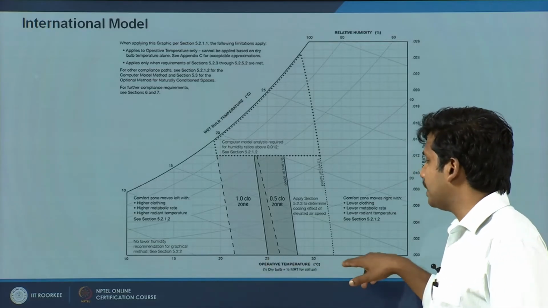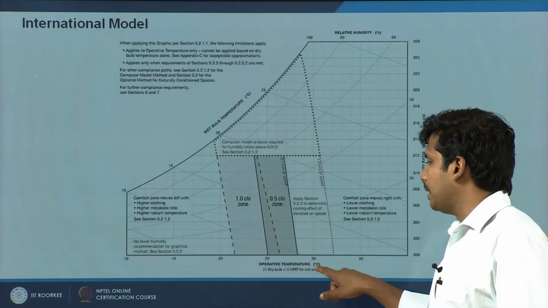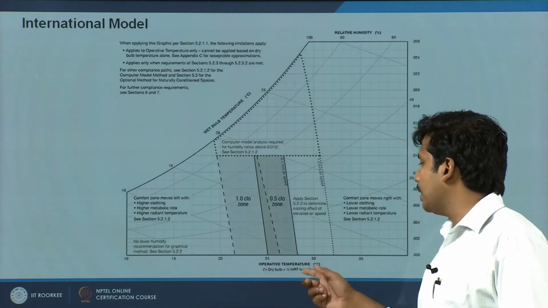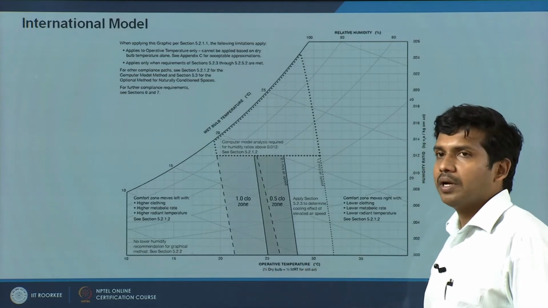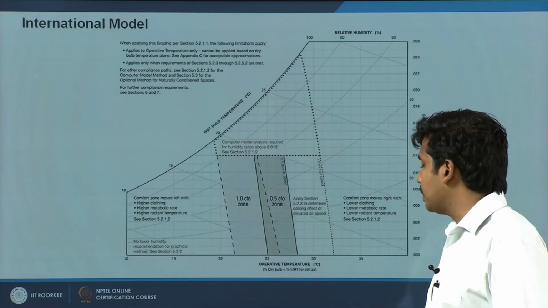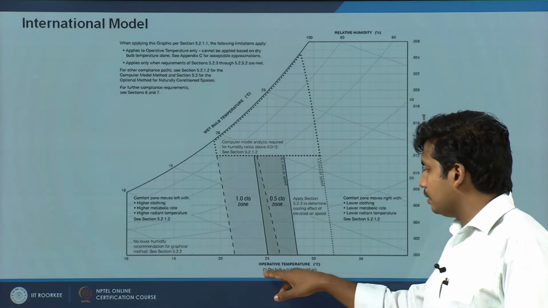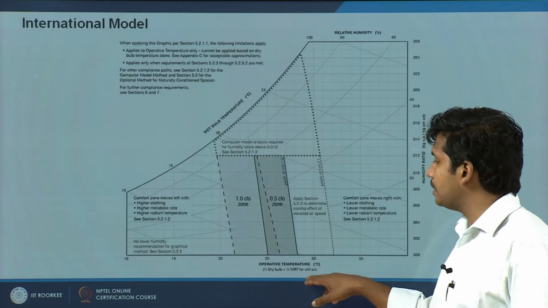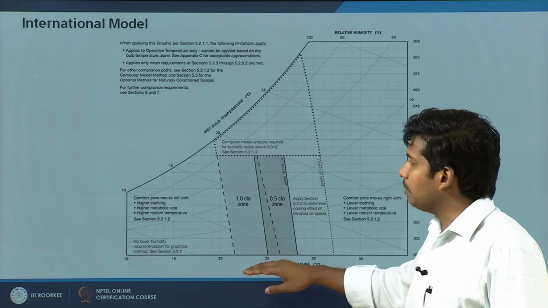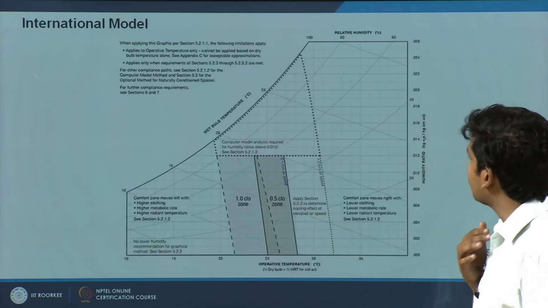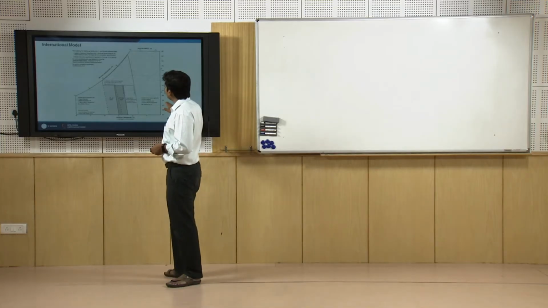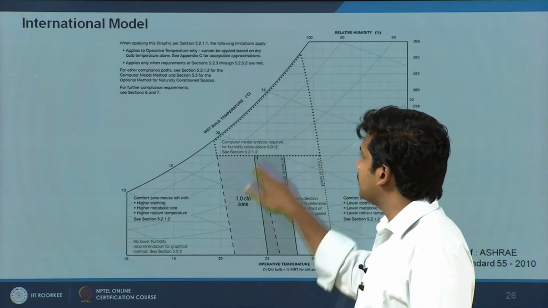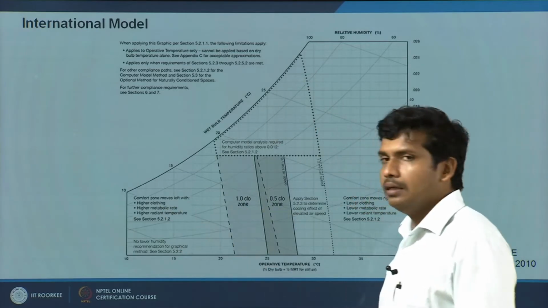Instead of dry bulb temperature, here we have something called operative temperature, which, in still air of less than 0.5 or say 0.2 meter per second air velocity, is half of dry bulb temperature plus half of mean radiant temperature. This replaces the dry bulb temperature in the actual psychrometric chart. On the right hand axis you have humidity ratio, then you have the relative humidity lines.